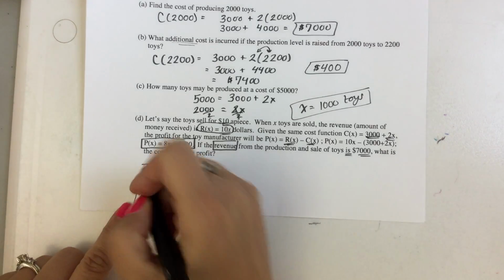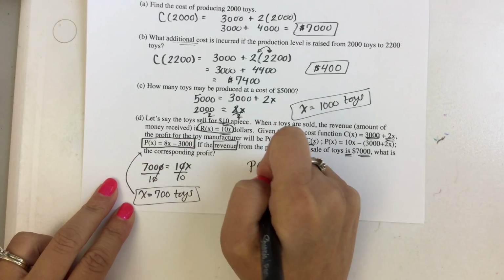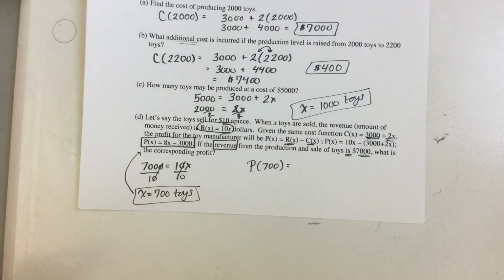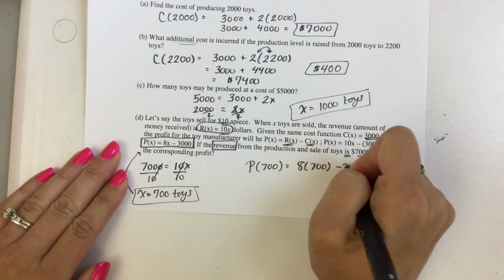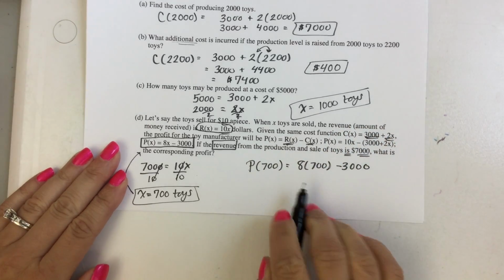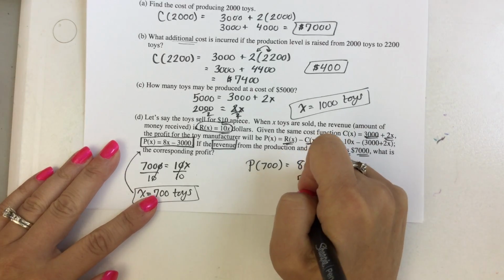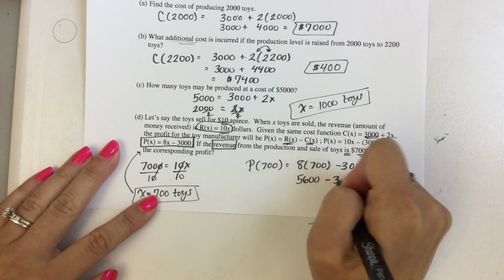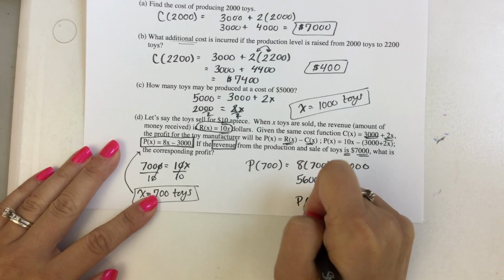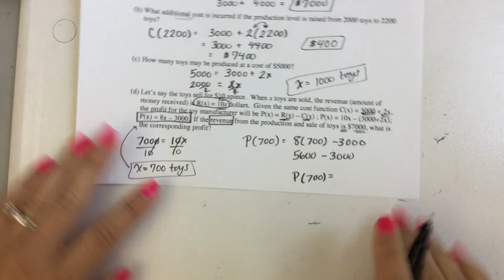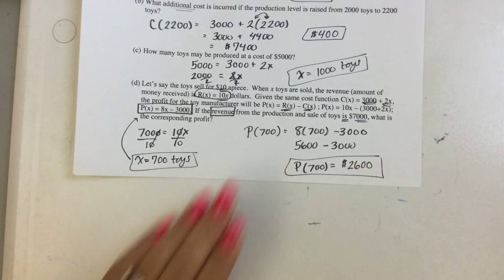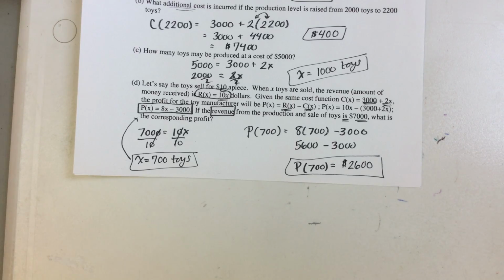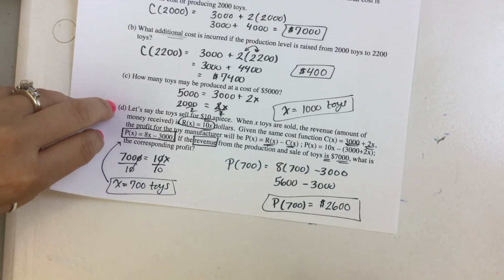If we want to know the profit, now we use the profit function, knowing that we made and sold 700 toys. So 8 times 700 minus 3,000. 8 times 700 is 5,600, minus 3,000. So the profit, if you make and sell 700 toys, how much money you would get to keep after you paid your bills, is $2,600. One more page. 0.6 has a lot of different ideas. It's kind of cool stuff though.